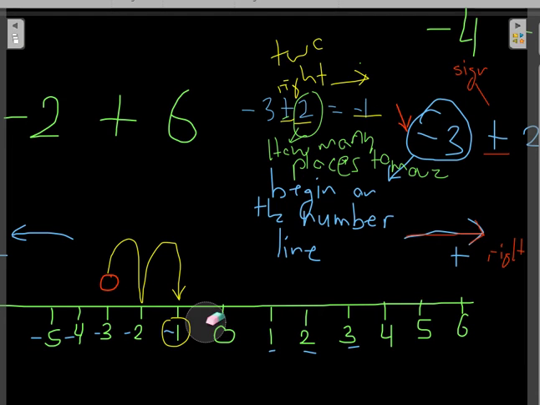So pause the video, we could take down the notes. What does it mean? And we could do some more examples.